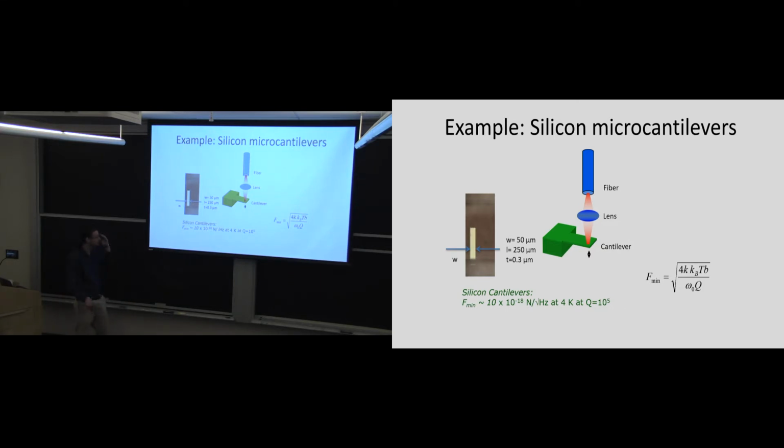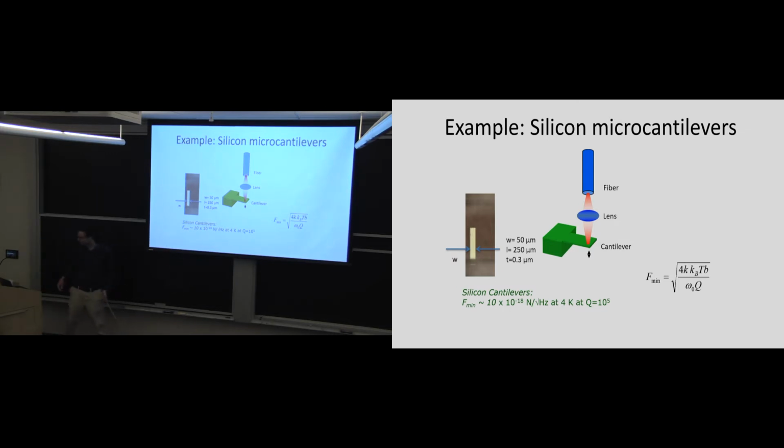So let's put in some numbers for silicon cantilevers like those used in the gravitational measurement experiment I mentioned earlier. This is a silicon cantilever beam. It has a width of about 50 microns, a length of 250 microns, and it's only 1/3 of a micron thick, so it's quite floppy. It has a pretty small spring constant as a result. Put in a cryogenic system at 4 K with a Q of about 10^5, this gives you a sensitivity of about 10 times 10^-18 newtons per root hertz.